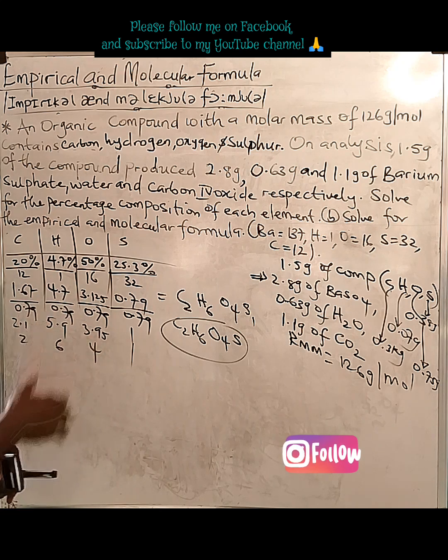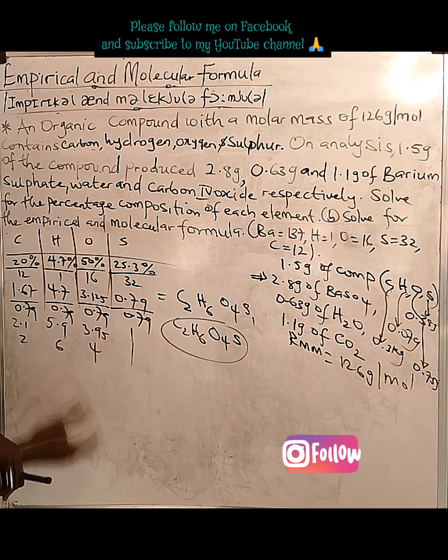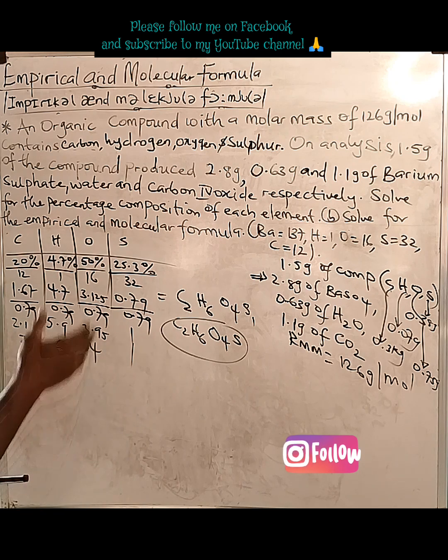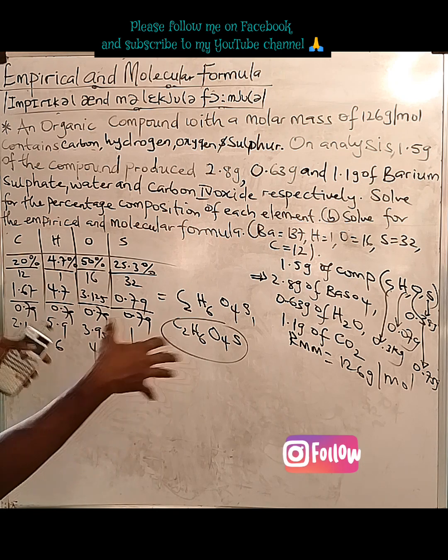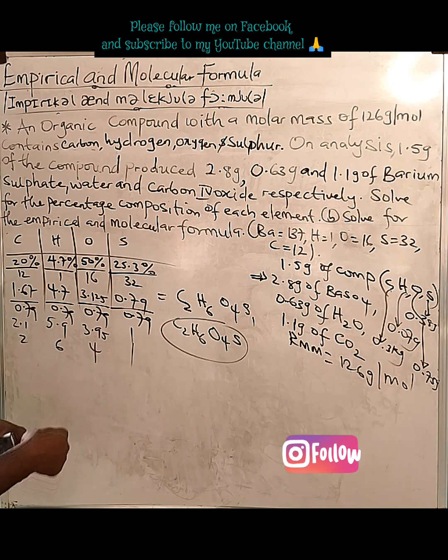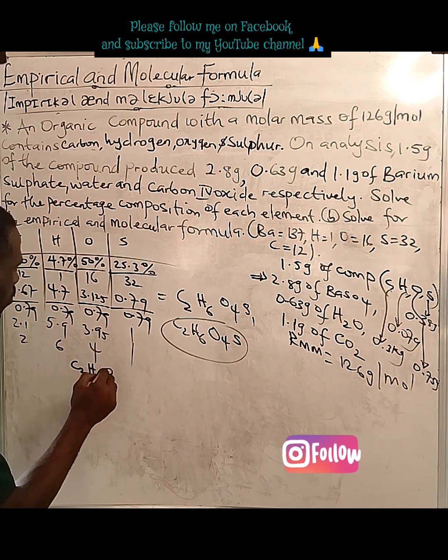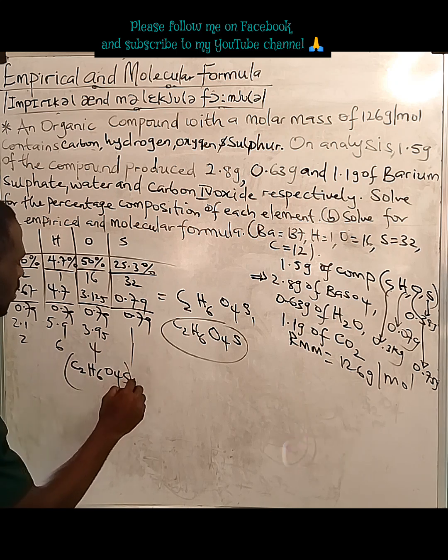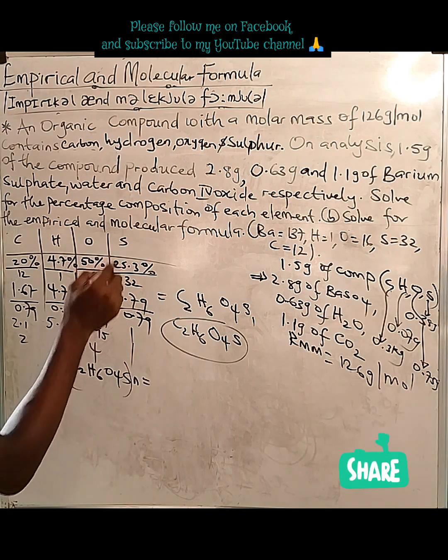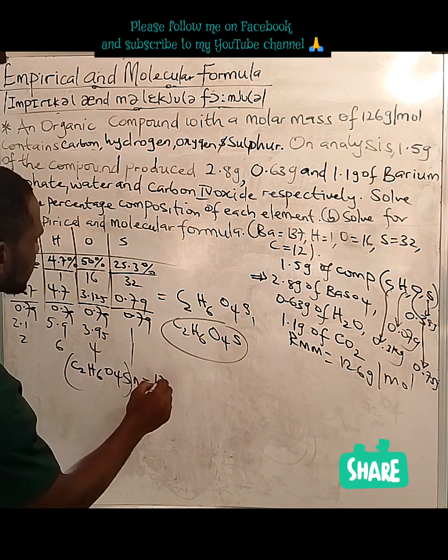Just as simple as that. This empirical formula, C2H6O4S1. For us to get our molecular formula, we're going to bring all this together and multiply by a given unknown number of atoms. So C2H6O4S times n equals, what do we have? This 126 right up there.